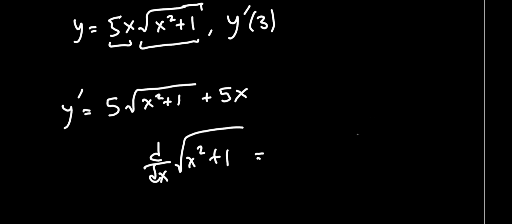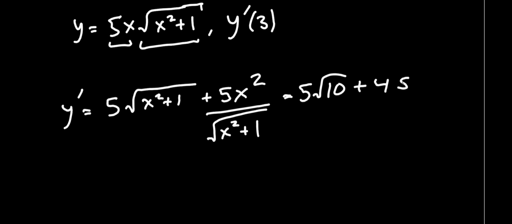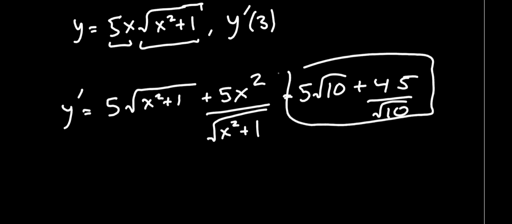So let's write that down: 5x squared over root x squared plus 1. And so our final answer, when we plug in 3, is going to be 5 root 10 plus 45 over root 10. And you do not need to simplify any further for this problem. So if you had an answer similar to this or a more simplified version, that is the correct answer. Let's move on to the next problem.